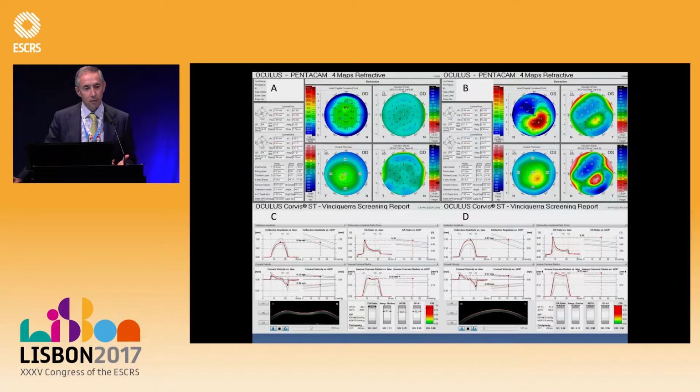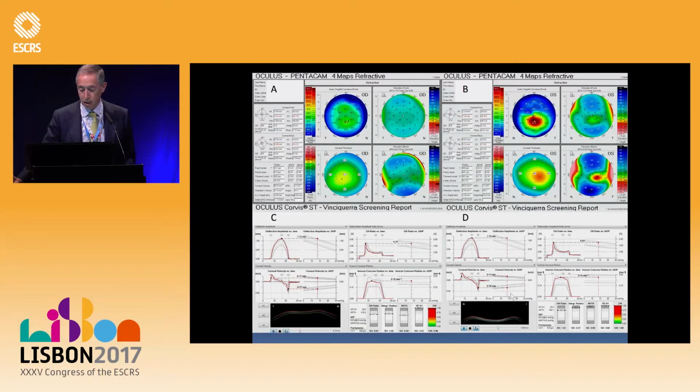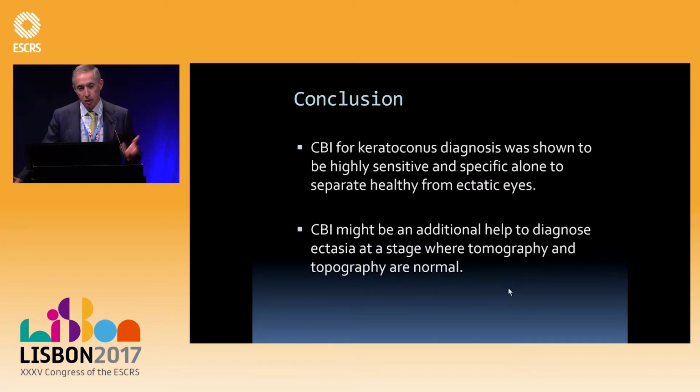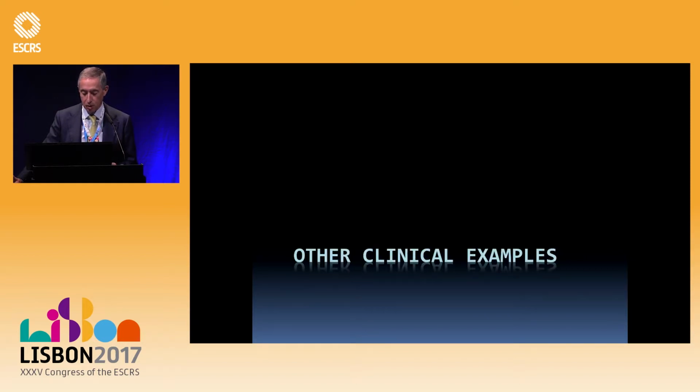Those eyes are very frequent, and you need to understand which ones are risky and which are not, because that is the fellow eye. Probably 10 years before, these eyes were like this. And the indexes clearly identify those cases. Another one. So these are examples to help you understand this conclusion: it is very sensitive and specific, not only able to separate healthy eyes from ectatic eyes, but also to diagnose the forme fruste or the subclinical one at a very early stage.